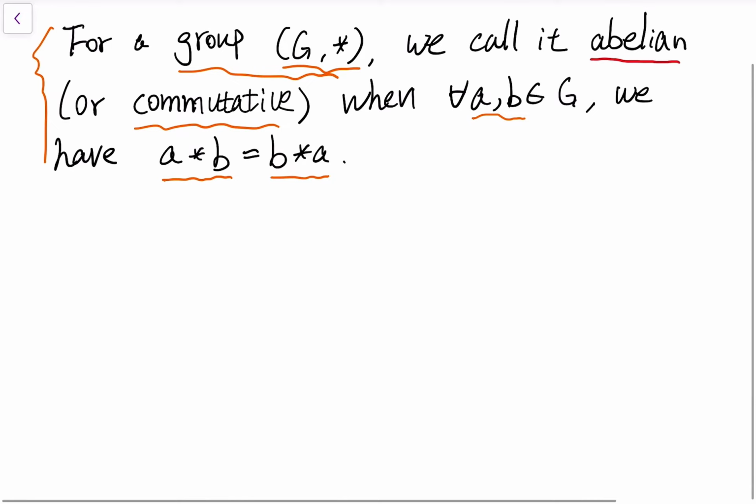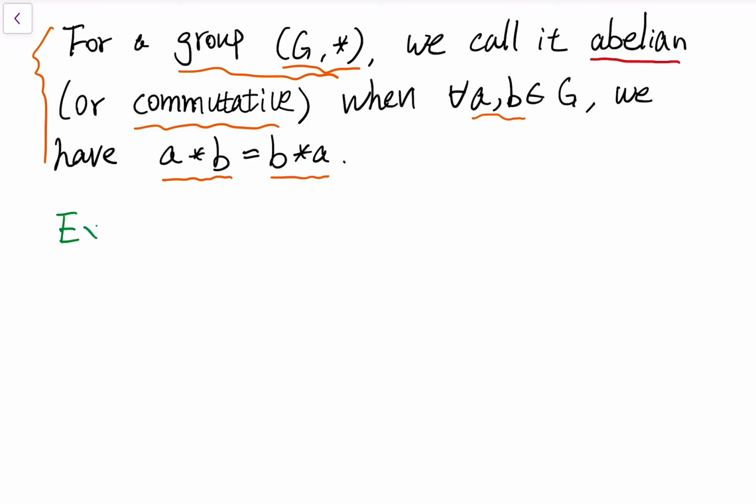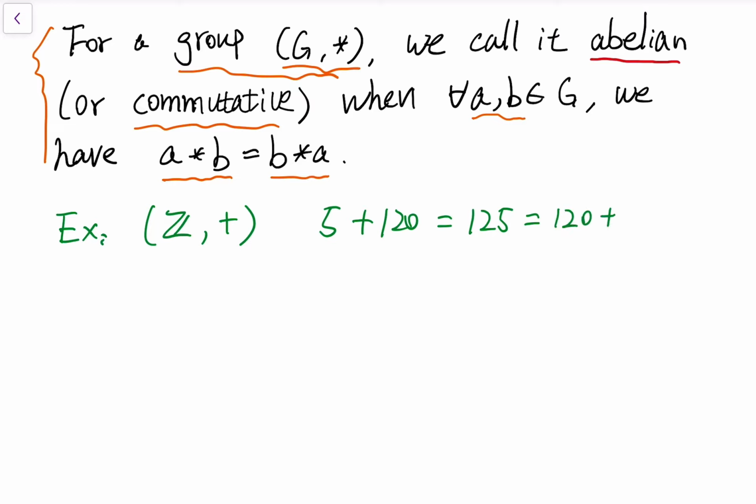The Abelian group is a very important group because a lot of groups have the Abelian property. So we can look at some examples. First, we can look at the group of integers under the addition operation. For example, 5 plus 120, where 5 and 120 are integers, gives the result 125, and 125 is equal to 120 plus 5.